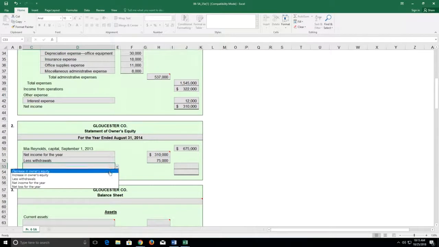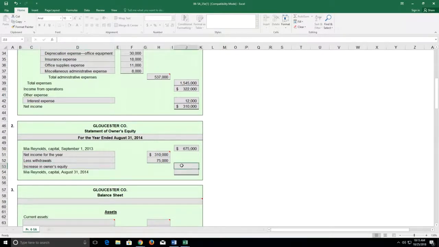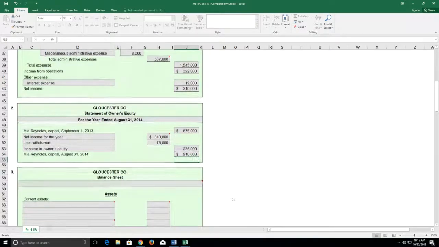So then that gives us an increase in owner's equity between the two. So 310 minus the 75 is 235,000. Plus our beginning capital gives us ending capital of 910,000, just short of $1 million. I like what she's doing.